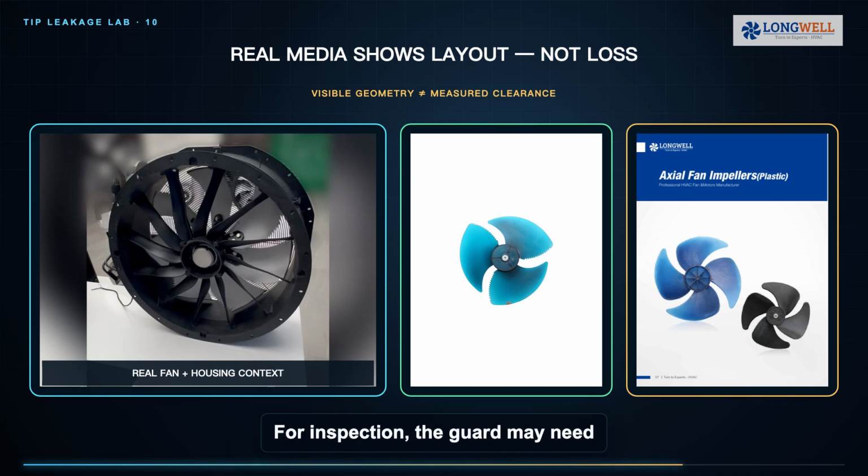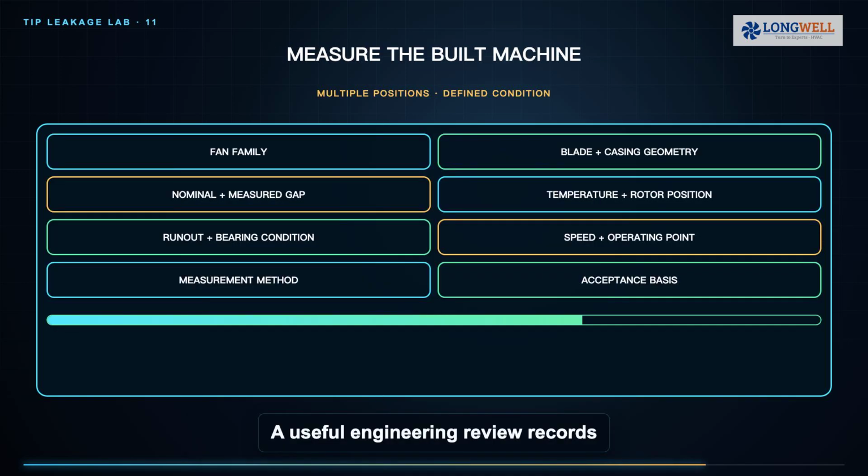For inspection, the guard may need safe removal and the gap must be measured with a defined method at multiple circumferential and blade positions. A useful engineering review records fan family, blade and casing geometry, nominal and measured gap, measurement temperature, rotor position, runout, bearing condition, speed, operating point and acceptance basis. Then connect those observations to traceable performance or acoustic testing.